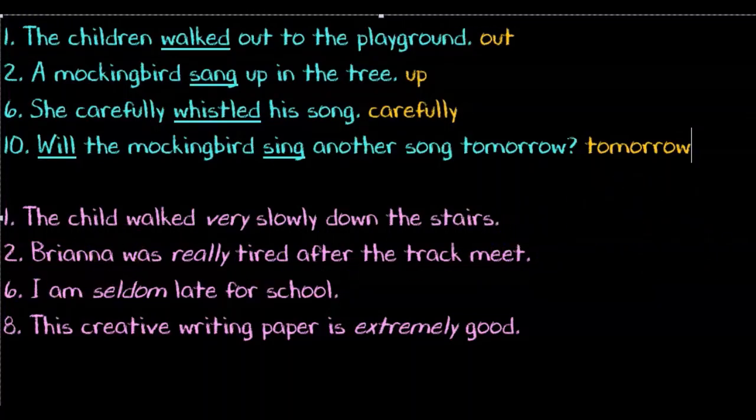Now let's take a look at Think B. So our directions tell us to look at that italicized word in the sentences. And in the blank, we're going to write the word that those italicized adverbs modify or tell us more about. Okay? So let's take a look at number 1. The child walked very slowly down the stairs.